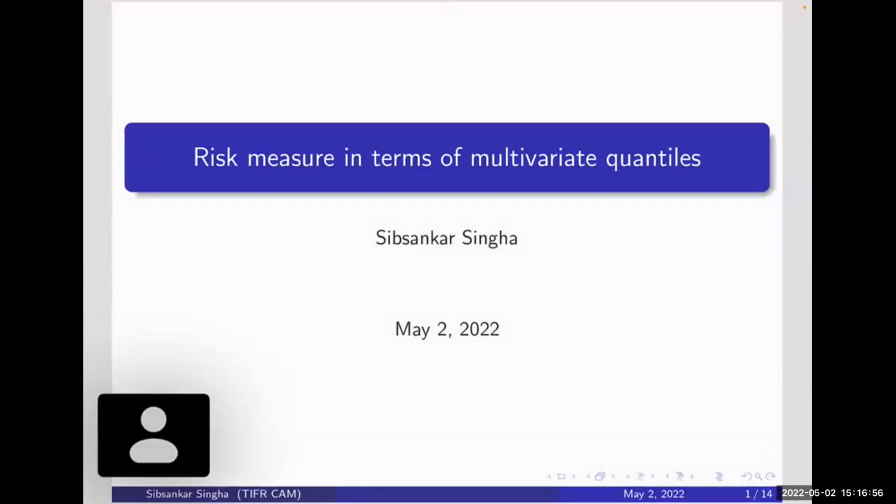Can you see my screen? A bit louder, maybe. Can you see my screen? Is it better? Yeah, it's better. Yeah, thanks. Okay. Over to you, Sibsankar.